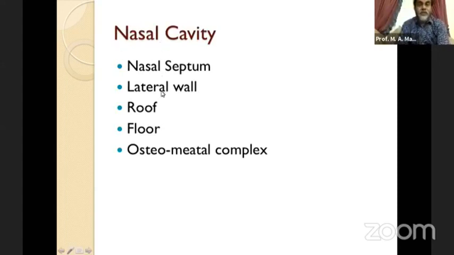The lateral wall of the nose is very important for MCQ as well, and also in the written paper. Write, draw and label the lateral wall. What are the components of the lateral wall? How is the sinus drained? So this is very important. Osteomeatal complex is important for exam, for MCQ. Roof and floor we usually never ask.